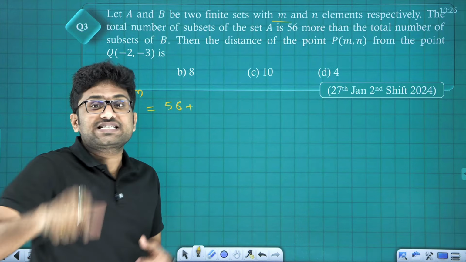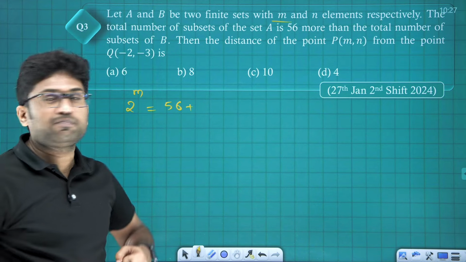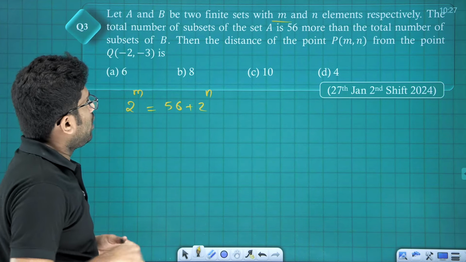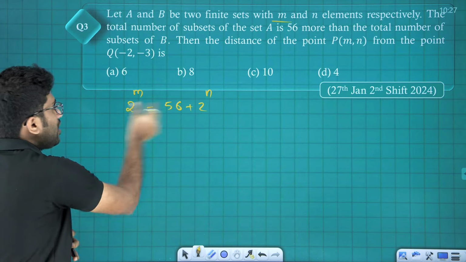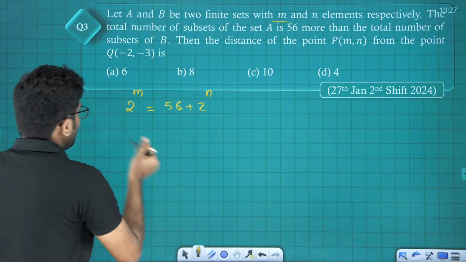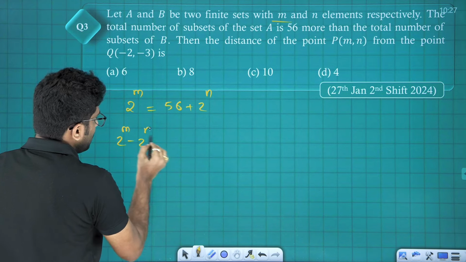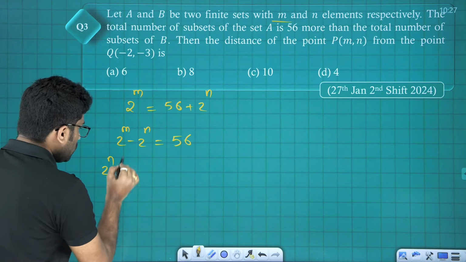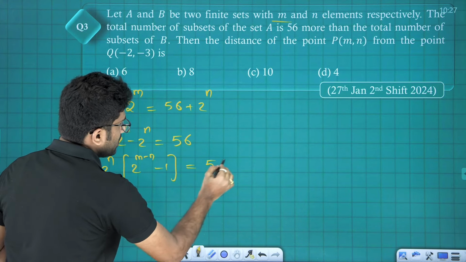the total number of subsets of B. Set B has n elements, so the total number of subsets in B will be 2 power n. Done. Now first we have to find m comma n. In all such cases, first get all the 2 raised to terms on the left hand side. So 2 power m minus 2 power n is equal to 56. Take 2 power n common. 2 power n of (2 power m minus n minus 1) is equal to 56.